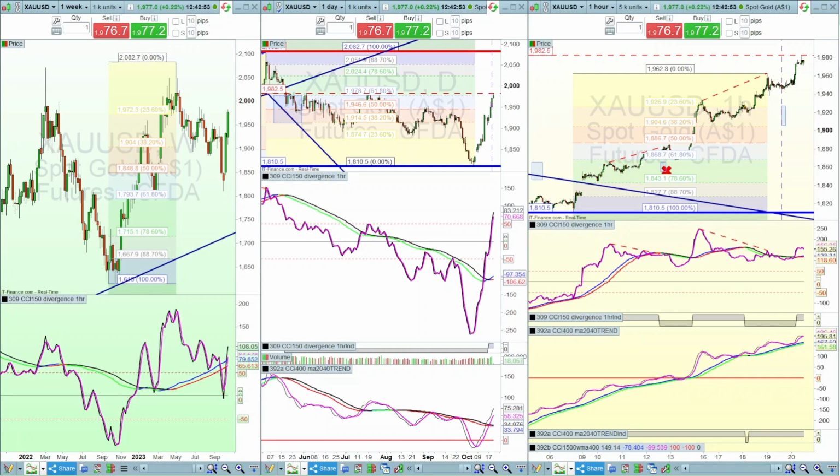It's October 20, 2023. This is the spot gold price update. Got the weekly, daily and hourly, so let's look at each of these.